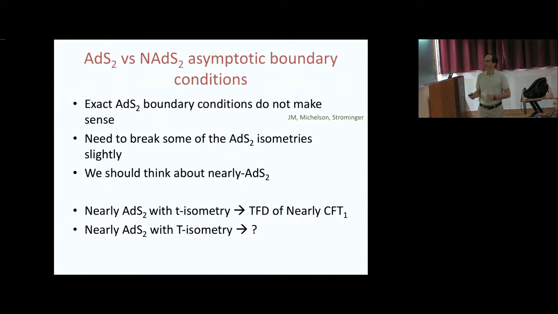Okay, and so that's the thermofield double of a nearly CFT1 quantum mechanical system. So now we can ask about nearly AdS2. By nearly AdS2, I mean an AdS2 where the dilaton is varying. So we have something like Jackiw-Teitelboim theory, and the dilaton is varying, and the coupling is growing towards both boundaries. So when we have that situation with the T isometry, the question is what it is. And so the rest of the talk will be trying to answer this question.